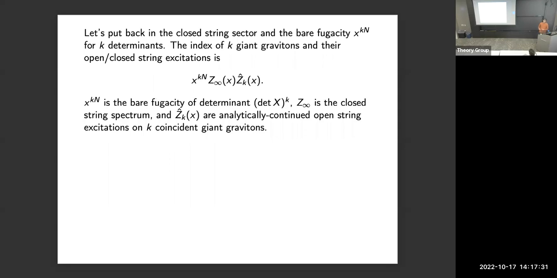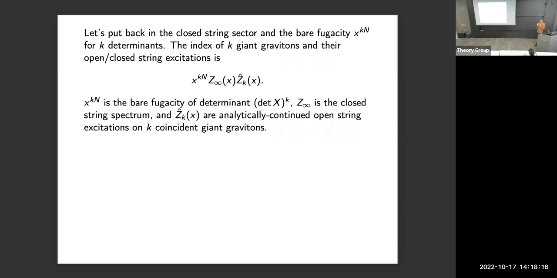So let's put back in the closed sector and the bare fugacity x to the k n for k determinants. The index of k giant gravitons and their open closed string excitations is given by the product of those factors, where again x to the k times n is the bare fugacity of the determinant. Z infinity is the closed string spectrum, and Z hat k are analytically continued open string excitations on k coincident giant gravitons. So where was the analytic continuation needed? I missed that. I'll provide an explicit example which shows where the analytic continuation comes in.